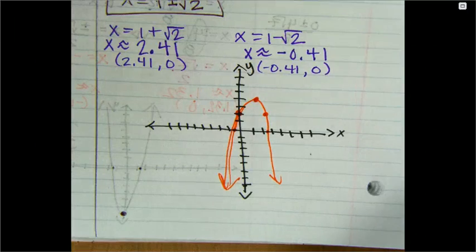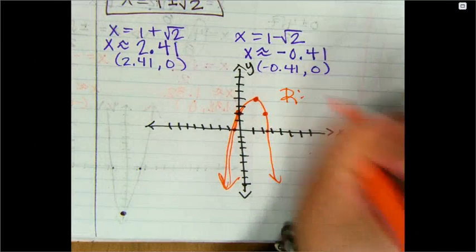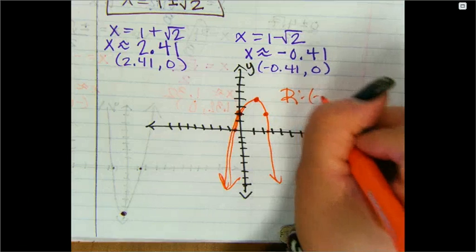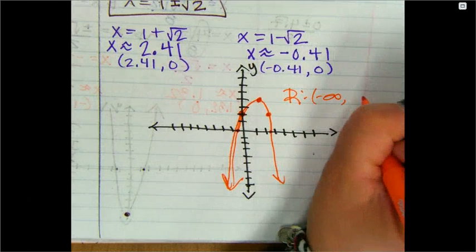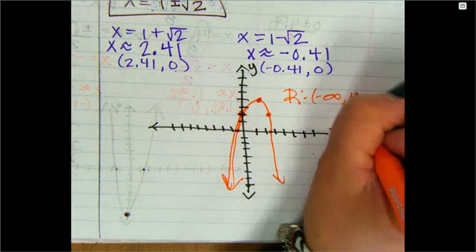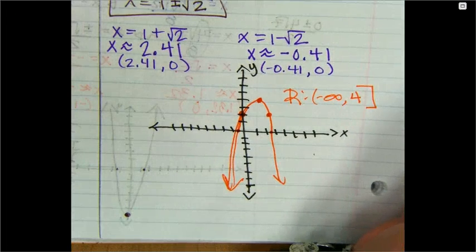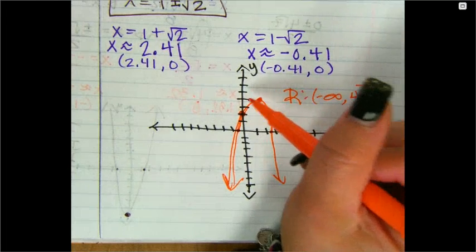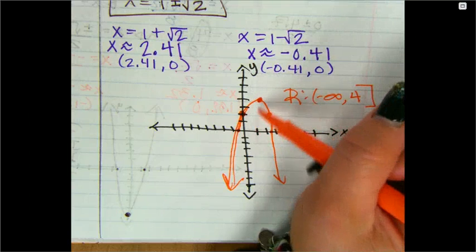Yep. What's your range here? Negative infinity to 4. It's your y value. The only one that takes the y value. Everything else is based on x.